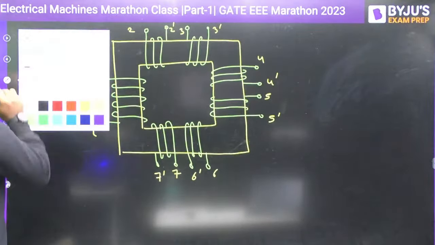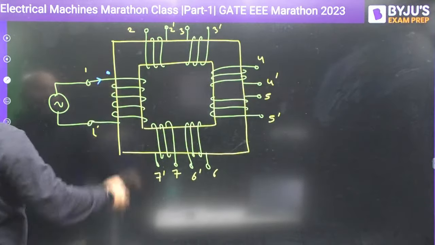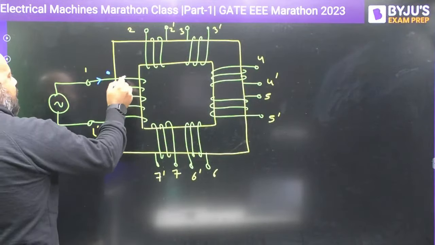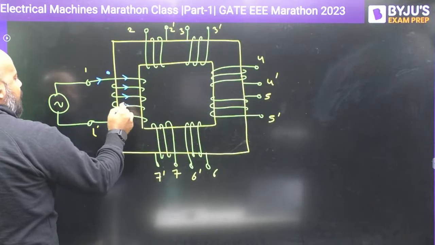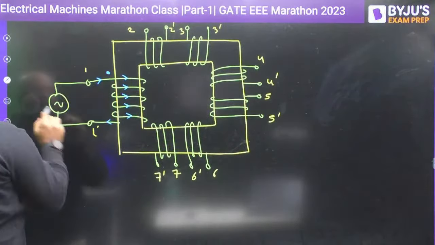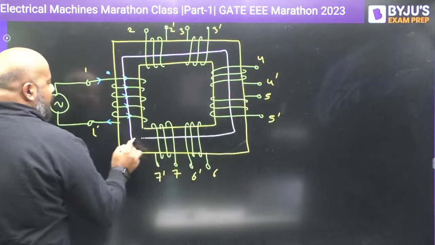So suppose you are placing the dot here when the current enters at the source side. If the current enters at the source side, the current is going to be flowing in this direction. So there will be some MMF, and this MMF is going to establish a flux in the core in this direction.